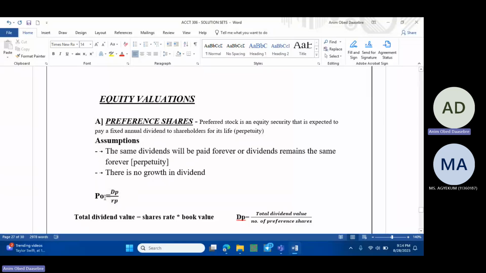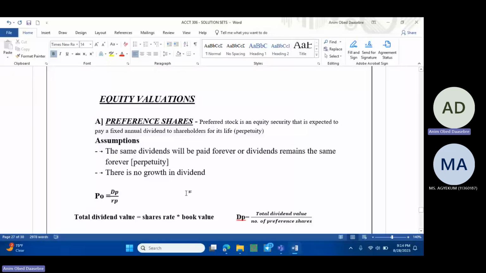And this price is first what we are going to use to find the book value of preference share. So if they ask you to find the market value of preference share, after you have computed the price of the preference share in today's terms, you just multiply it by the number of preference shares outstanding so that we can get the market value.